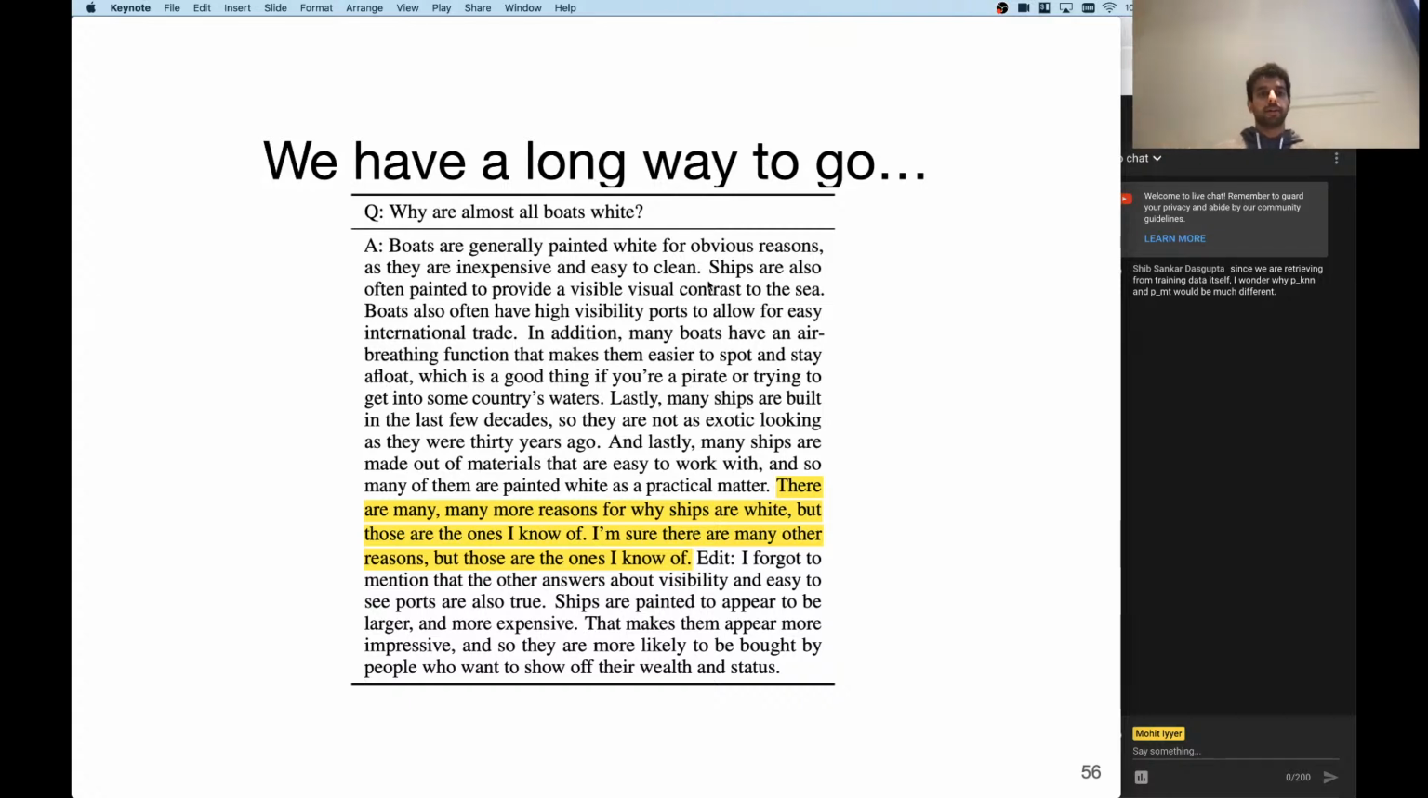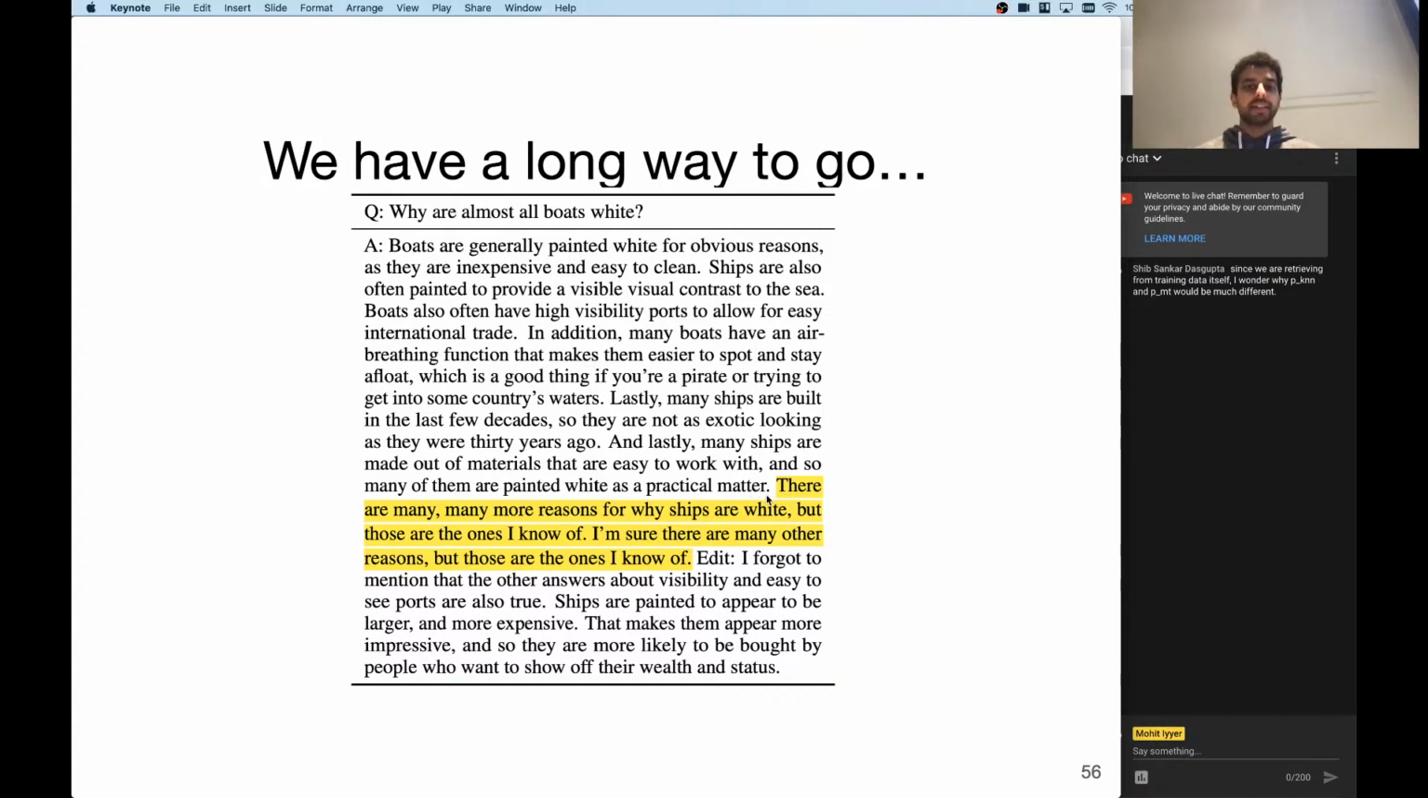So I'll just end by saying that we have a really long way to go. This is one of the outputs from our system. The question was, why are almost all boats white? And it starts off pretty reasonable. Boats are generally painted white for obvious reasons. They're inexpensive and easy to clean. I mean, maybe that's not actually reasonable at all. Ships are also often painted to provide a visual contrast to the sea. So it starts off all right, although then it says many boats have an air breathing function that makes them easier to spot and stay afloat, which is a good thing if you're a pirate or trying to get into some country's waters. Not sure it's good if you're a pirate to be easy to spot.